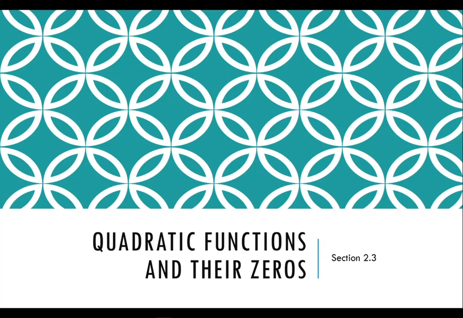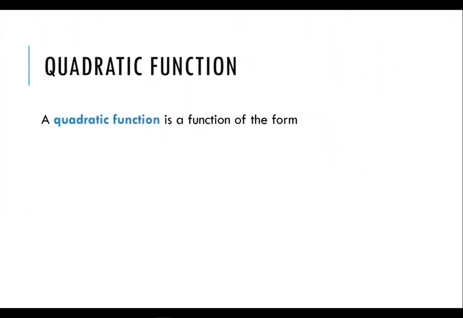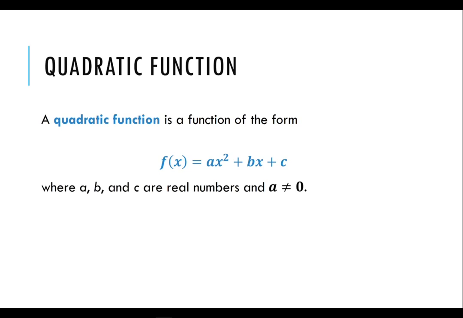Section 2.3, Quadratic Functions and their Zeros. A quadratic function is a function of the form f of x is equal to ax squared plus bx plus c. That is, a, b, and c are real numbers, and specifically a can't be 0. The domain of a quadratic function is all real numbers. Anything you want to plug into a quadratic works.